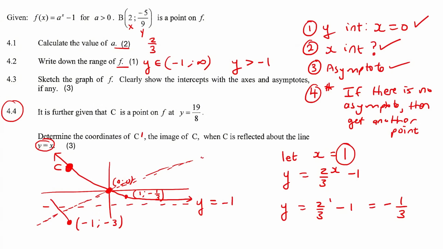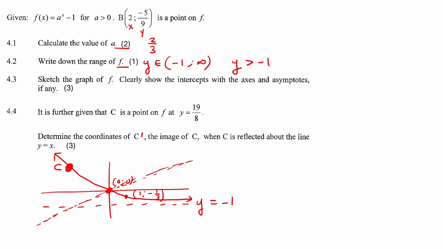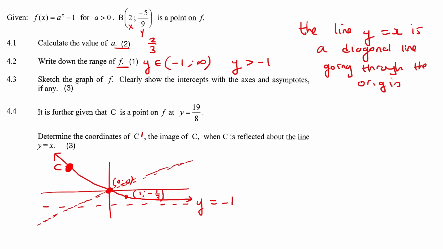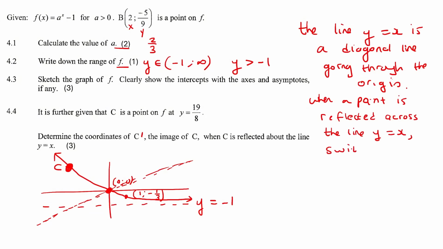Let's neaten up a bit. I'll make a little rule for you guys now. Okay, so the line y equals x is a diagonal, okay? And no, it doesn't go this way, it doesn't go that way. It always goes in the direction that I've drawn it. So it always goes from the bottom left to the top right like that, through the origin. Now when a point is reflected across the line y equals x, all you do is switch.